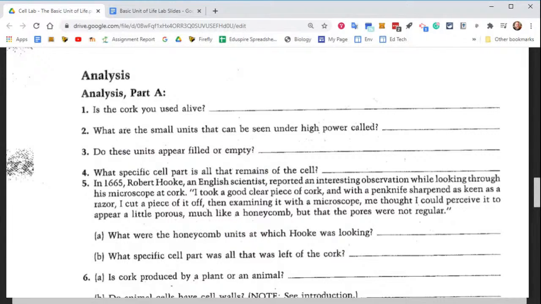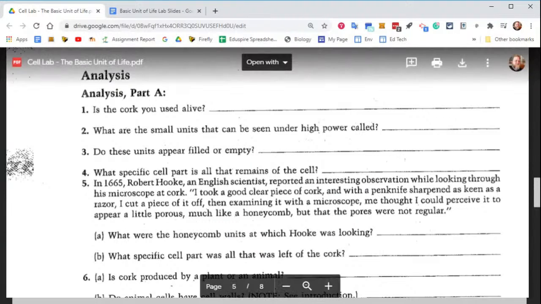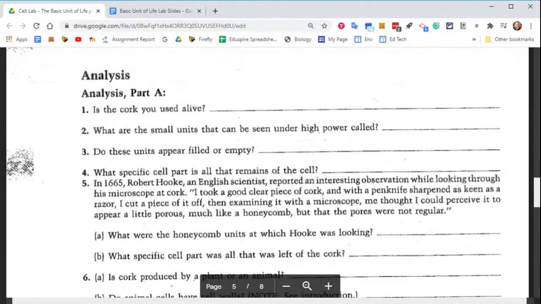We go down to part A, and part A deals with the questions about what we just looked at. Mrs. Smith, if you want to hit those. Right. So it says, is the cork you used alive? At one point, cork is a plant and is alive. But when we're using the actual cork, no, it's not living. It's not going to get up and walk away off of something. It's not currently alive. And number 2, we kind of answered already.